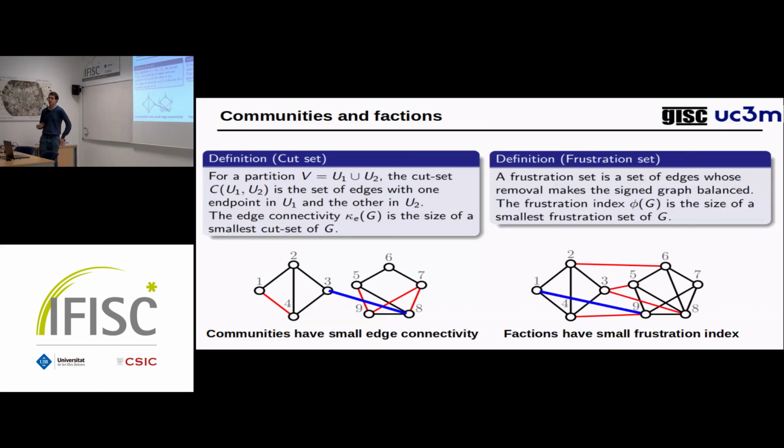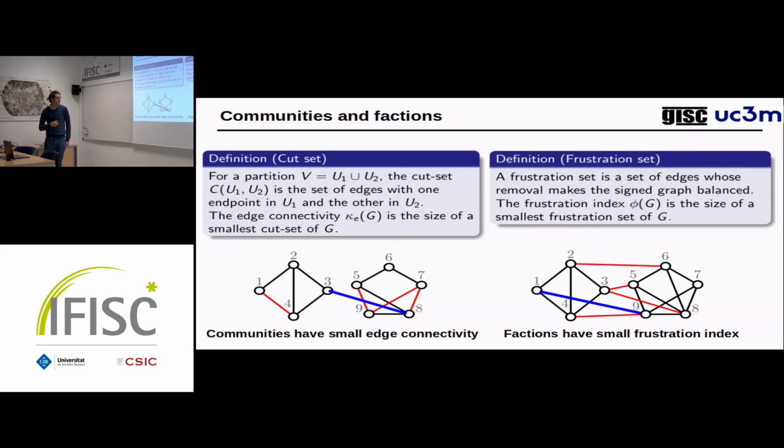On the other hand, for factions, the cost function that we define is the frustration set. Remember frustration from several slides ago. A frustration set is the set of edges that have to be removed in order to make the network balanced. So for example, here, if we remove this edge that is positive, the network would be completely consistent with structural balance. So this edge constitutes our frustration set. And since the frustration set is small, the network has a faction structure.